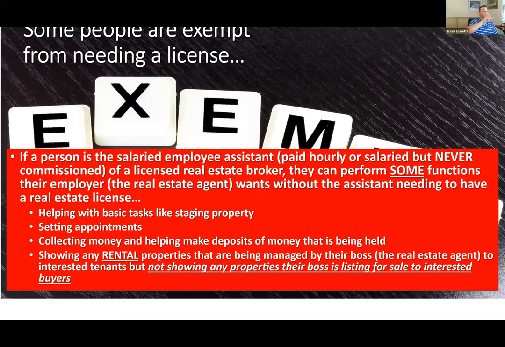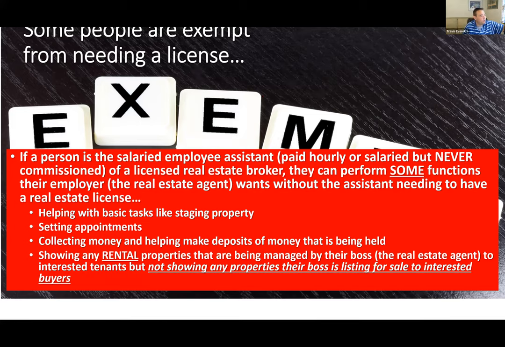Mandy, who is the salaried employee of the apartment complex owner. And Eliza, who is the salaried employee of Seth, who is a broker property manager for the property. Now, they both work side by side in the office. Same property, two different bosses, though. Neither one of them needs a real estate license because they both are exemptions. But Eliza cannot do as much as Mandy can do.